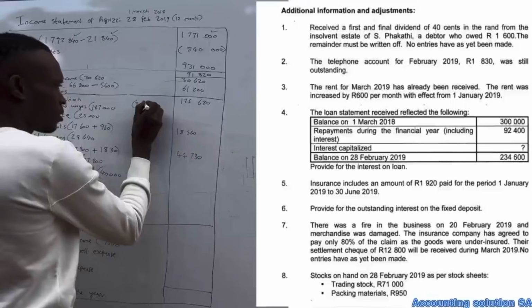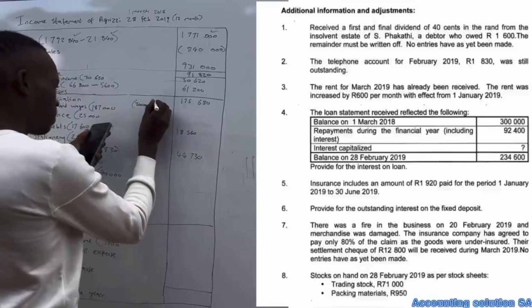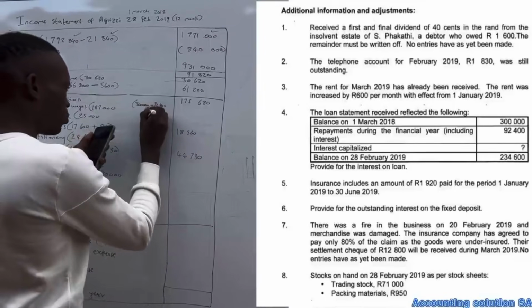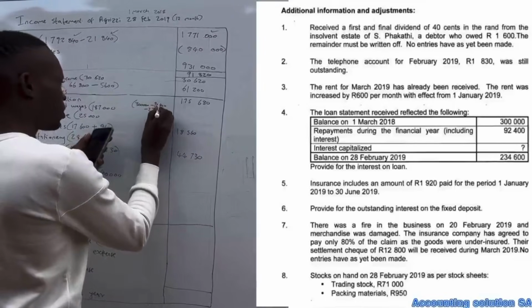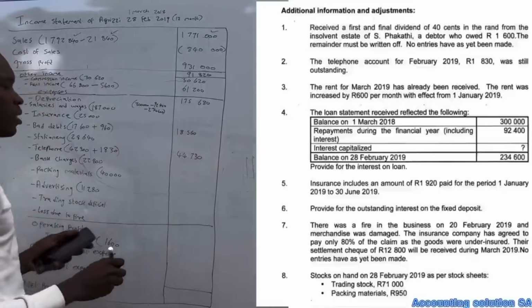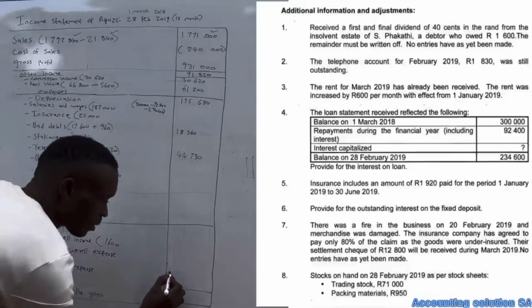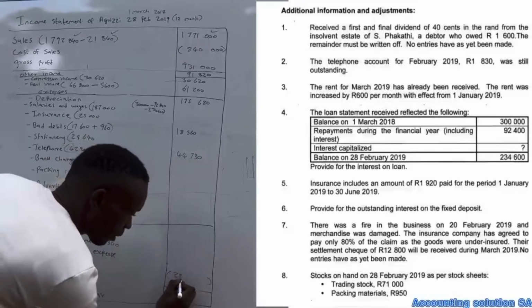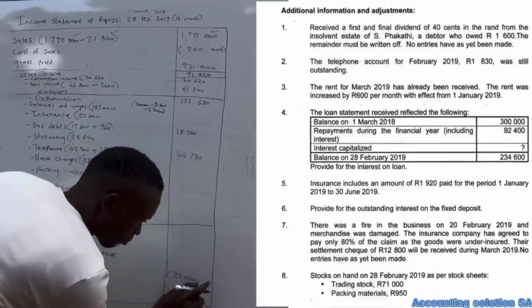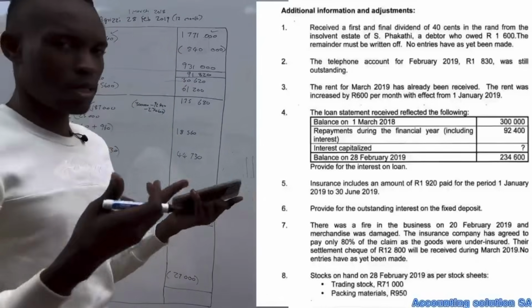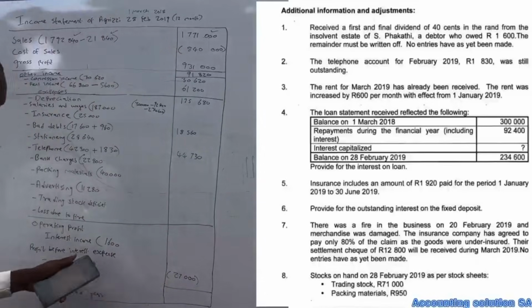300,000 minus 92,400 minus 234,600. Then if you minus this, you're going to get the interest on loan, because they say provide interest on loan, which must be recorded as interest expense. If you do that, you're going to get 27,000 of interest. You must write it with brackets because interest expense reduces net profit.